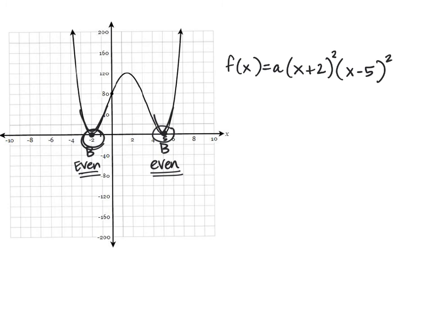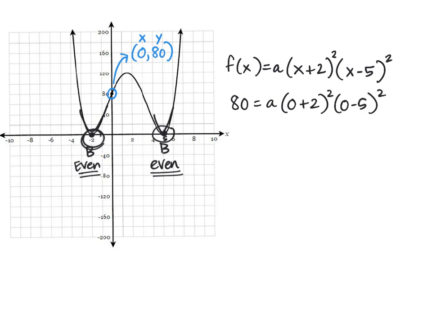The next thing I do is choose any point, so I'm going to pick this one that's marked right here, and that is the point 0, 80. 0 is x, 80 is y. I'm going to plug in 80 for y and 0 for x. Okay, and now I'm going to start solving. So I get 80 equals a. 0 plus 2 is 2 squared. 0 minus 5 is -5 squared.